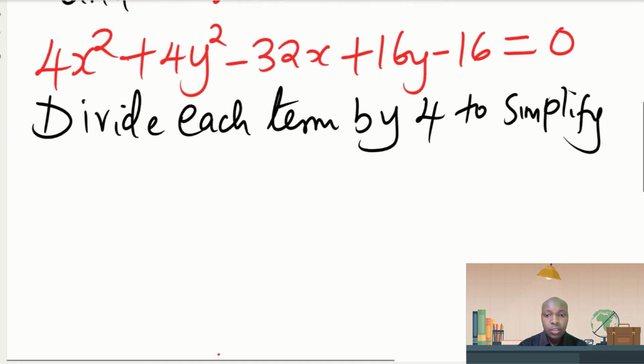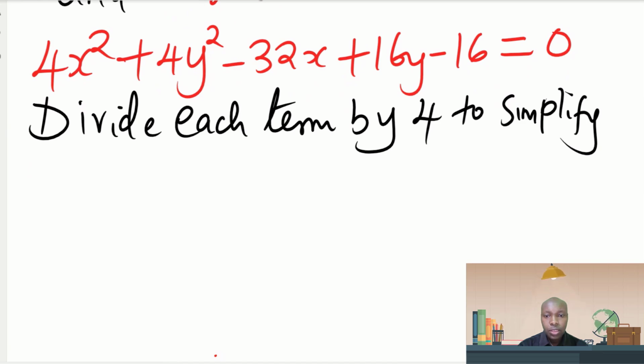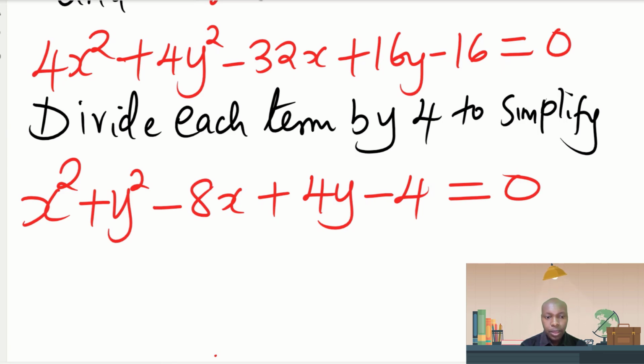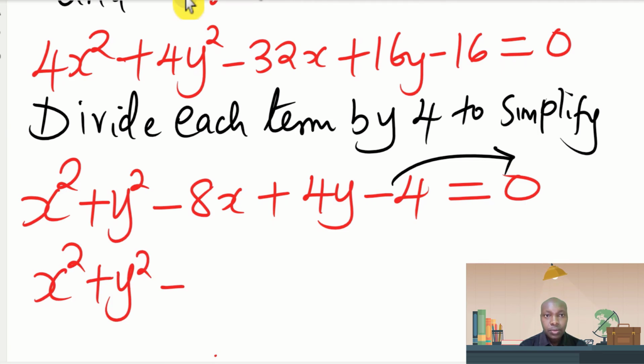So when you divide all the terms by 4, this is what you get: x squared plus y squared minus 8x plus 4y minus 4 equals 0. So that is what you get. Then from there, there's something else we can do. We can take negative 4 to the right hand side of the equation, and that will give x squared plus y squared minus 8x plus 4y equals 4.